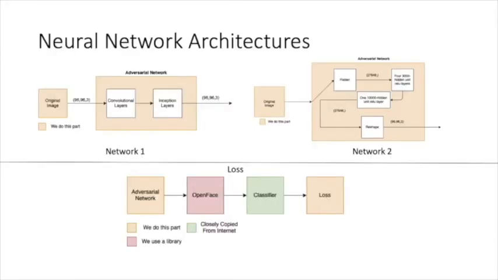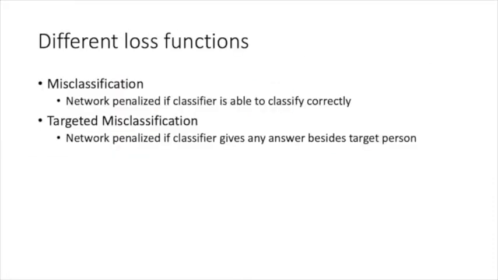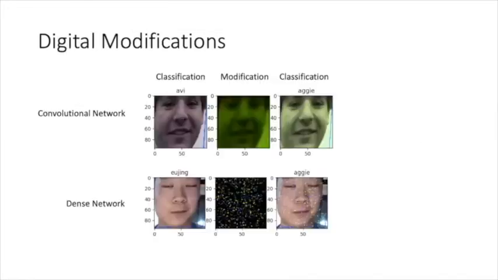We tried 2 different neural network architectures to produce our projection. The first is a convolutional network. The second is a densely connected ReLU network. To calculate loss, we run the output of our adversarial network through OpenFace and the classifier. We have 2 different loss functions that we used. We have a loss function for misclassification, where the network is penalized if the classifier is able to classify correctly. For targeted misclassification, the network is penalized if the classifier gives any answer besides the target person.